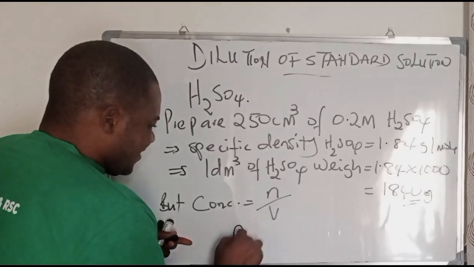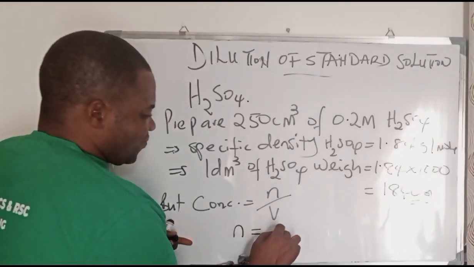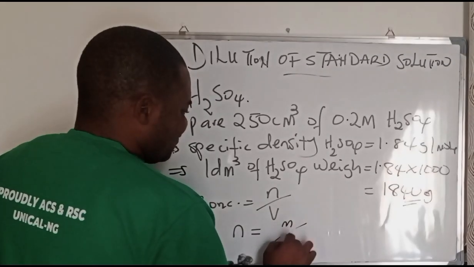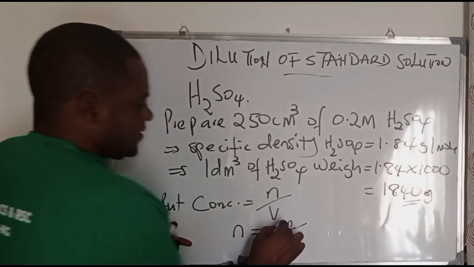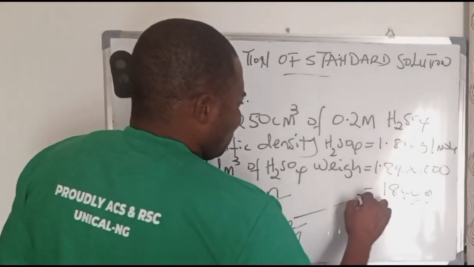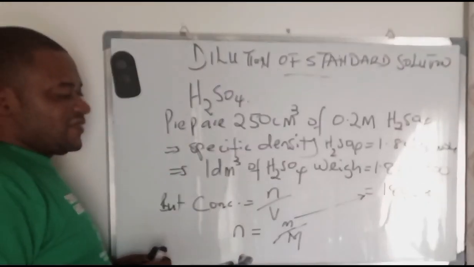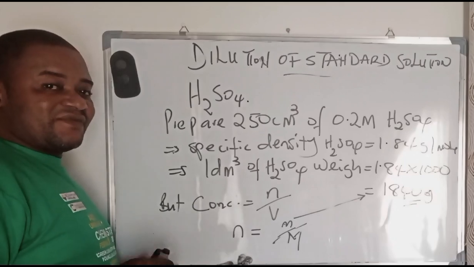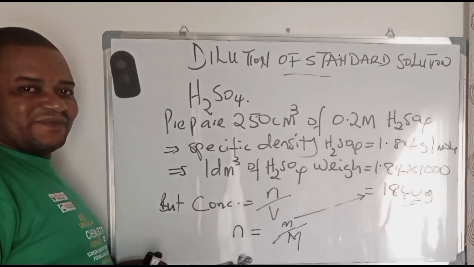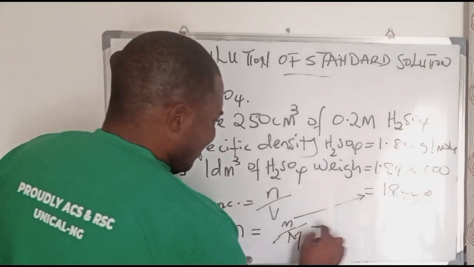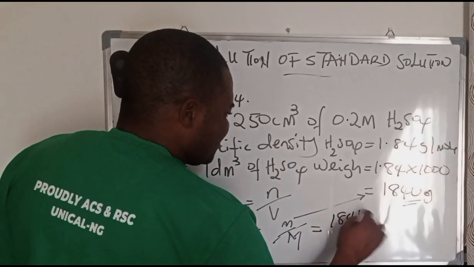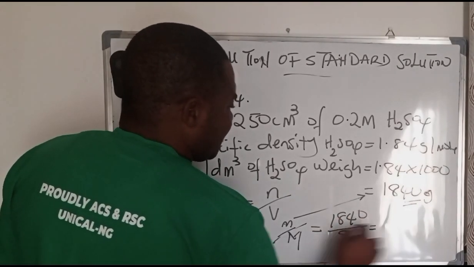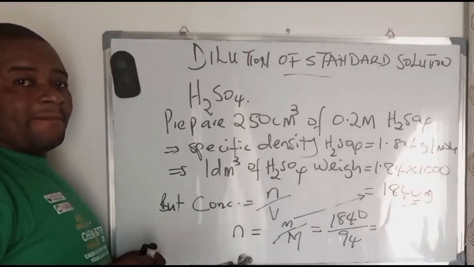But your N is always given as what? Always given as the mass over the molar mass. This mass, of course, is the one you obtain from the specific gravity against the standard volumetric flux you are using for your preparation. So it means that your N will be 1840 grams over what? The molar mass, which is 94. Of course, the molar mass of sulfuric acid is 94.